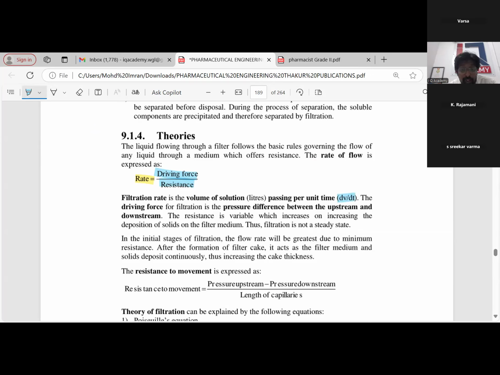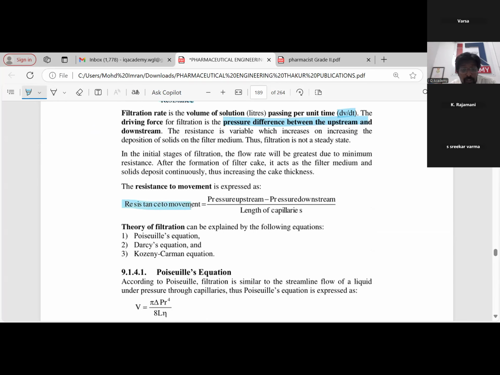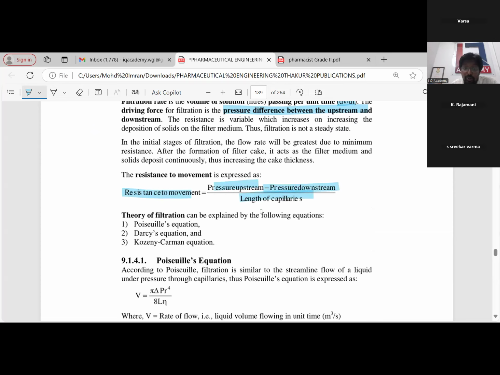The driving force for the filtration is the pressure you are applying upstream. Generally we apply vacuum; how much vacuum or pressure we apply is the driving force. Resistance is calculated as pressure upstream minus pressure downstream, divided by the length of capillaries. We don't need these series of filtration details in depth, so we are not going into the detail.